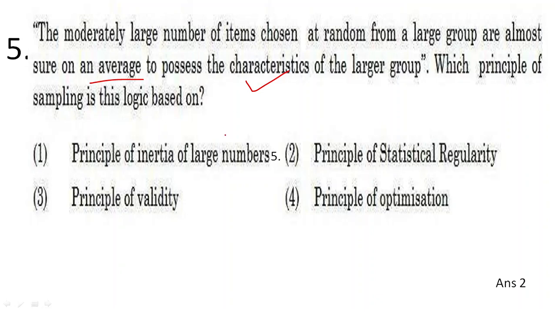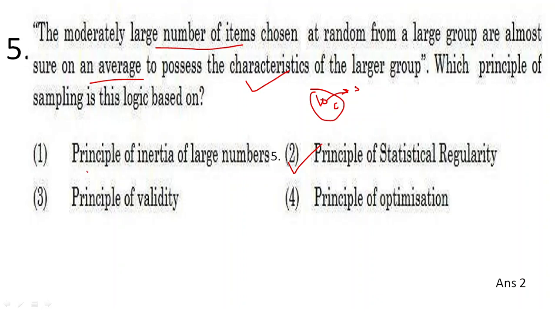In statistics we have various principles. The principle of statistical regularity is about how a large number of items, if chosen at random from a large group, are almost sure on an average to possess the characteristics of the larger group. If you have a sample selected from this larger group, then on average it is almost sure that this sample will represent the characteristics of the entire large group. So this is the principle of statistical regularity, right?